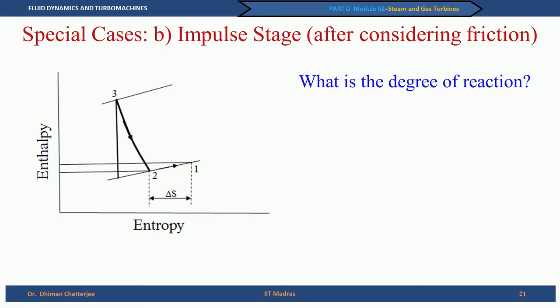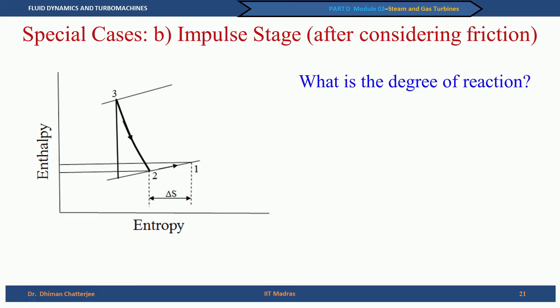And if we want to insist that we want an impulse stage, that is, we want the pressure not to change, then what happens? The points 2 and 1 should lie on the same pressure curve. In that case, 3 to 2 is an expansion in the nozzle and then it goes from 2 to 1 because there will be an increase in entropy because friction is present, and we find that H1 has become more than H2.